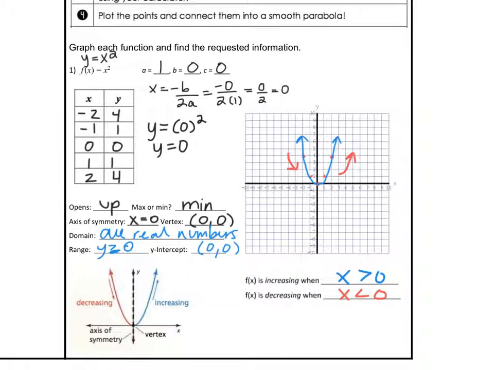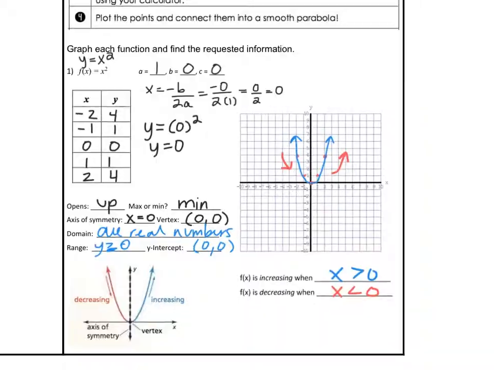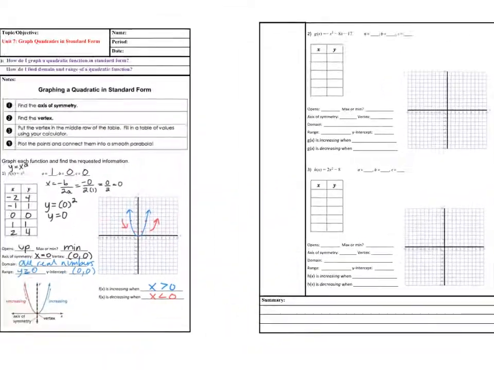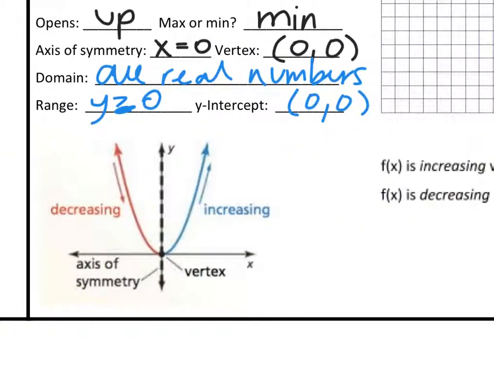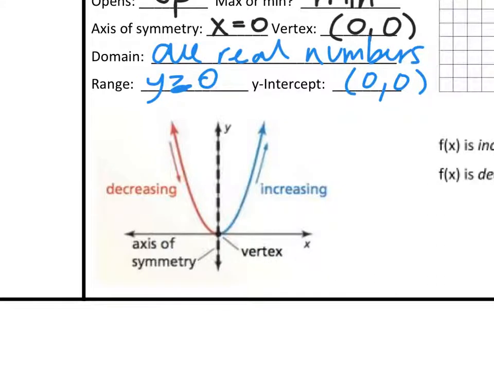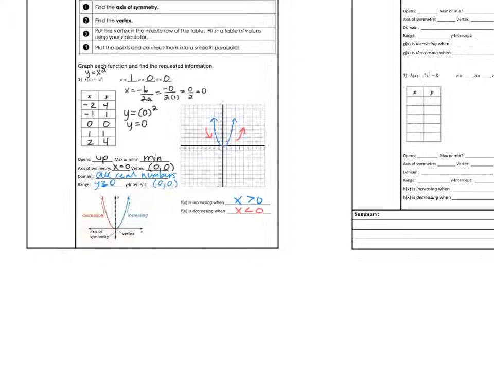Okay, we're doing one more together. All right. Oh, and you do have a picture of increasing and decreasing here. So to the left of the vertex is going to be decreasing, to the right is increasing. Awesome. Okay.